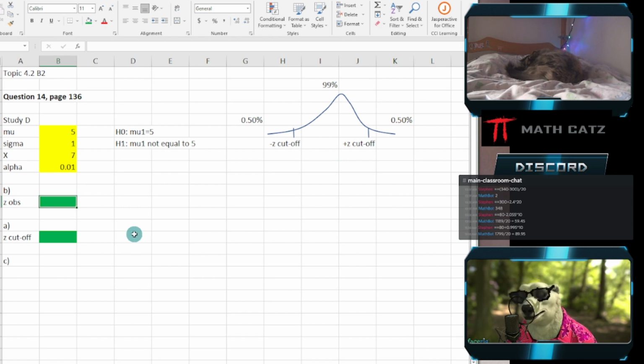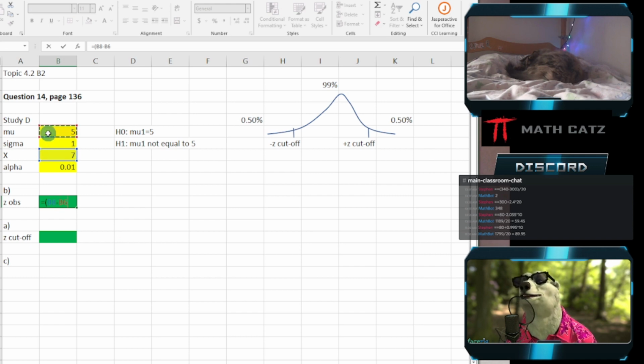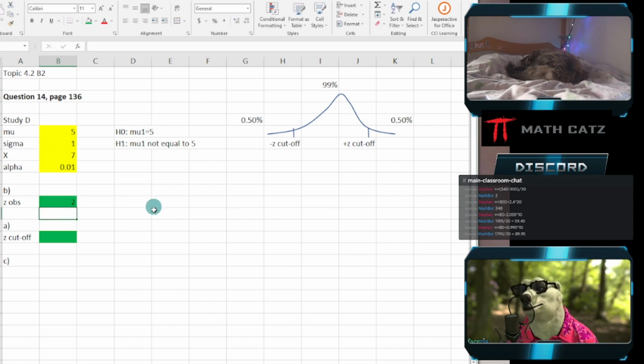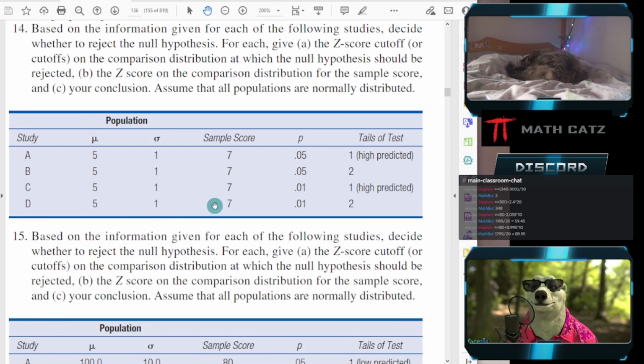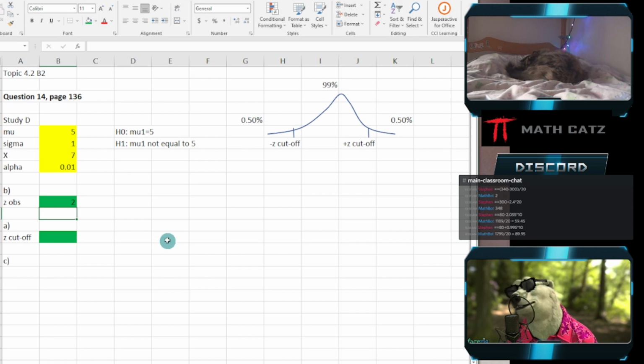Let's do it again for practice. I'm taking the observed raw score, subtracting the mean, taking all of that and dividing by the population standard deviation. And of course I get a 2 again. Everything is the same. Now my cutoff is not the same.